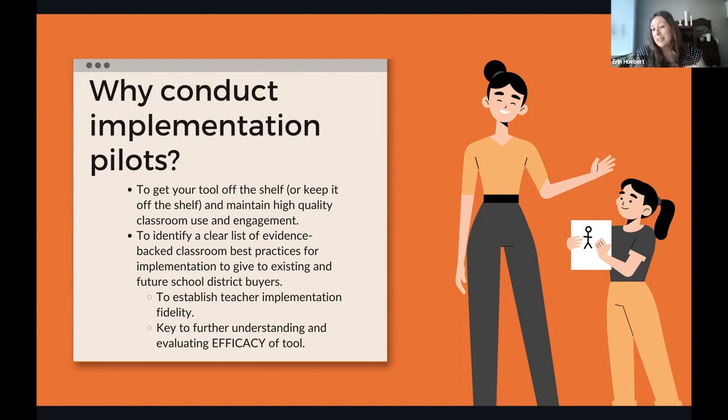Or maybe they're using it currently, so we're trying to keep that happening. We don't want it to get on the shelf. And so what we're really looking for in an implementation pilot is what is needed to maintain use, but high quality use, right? How to get to that level of engagement. Again, that's going to be sustaining and not have your tool sit on the shelf in a year's time. And so to get that, what we're looking for is these clear evidence-backed classroom best practices.